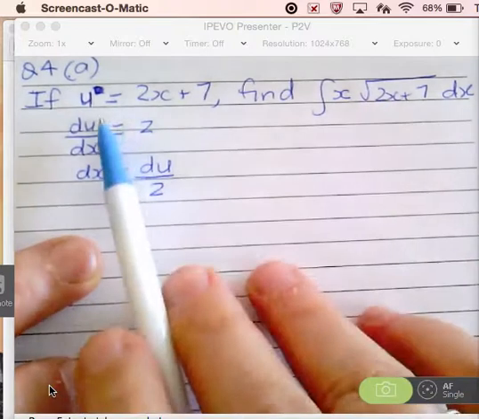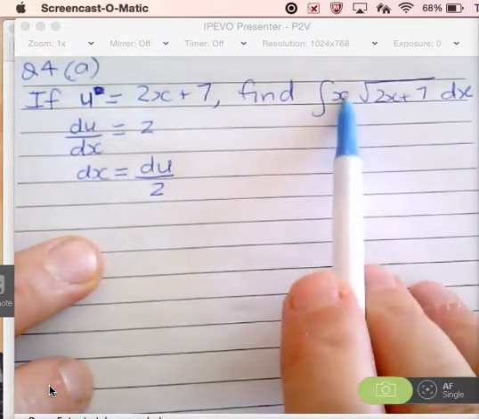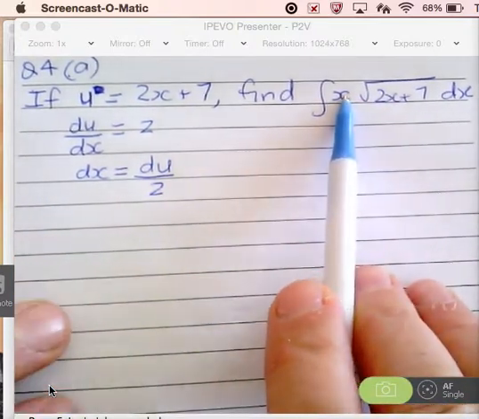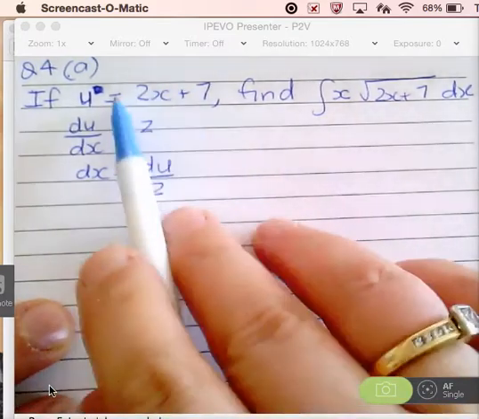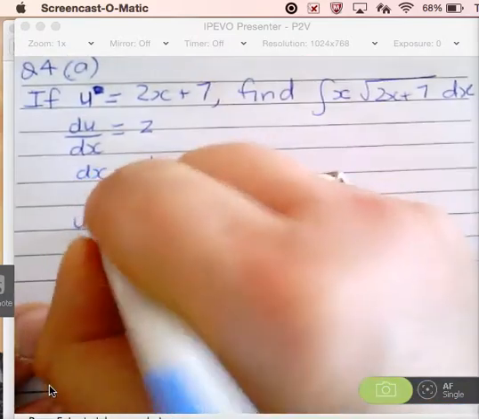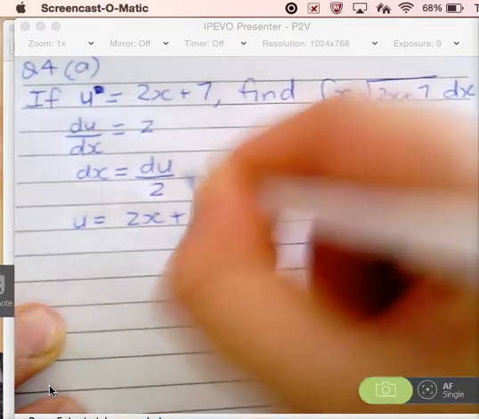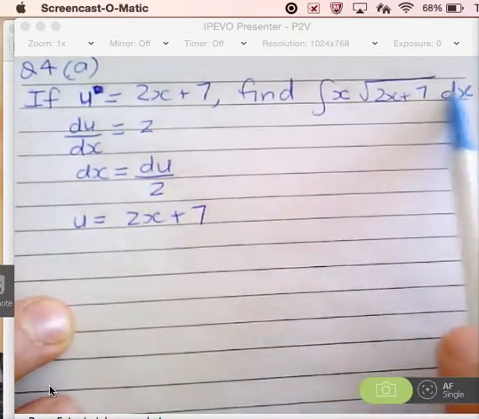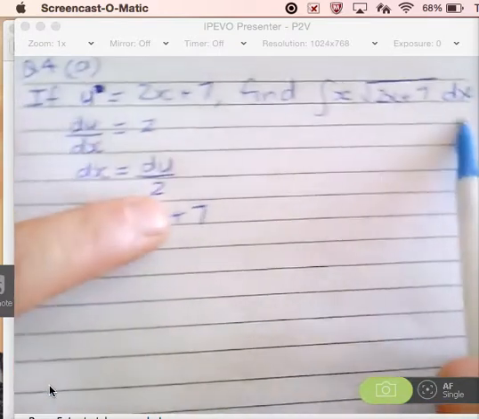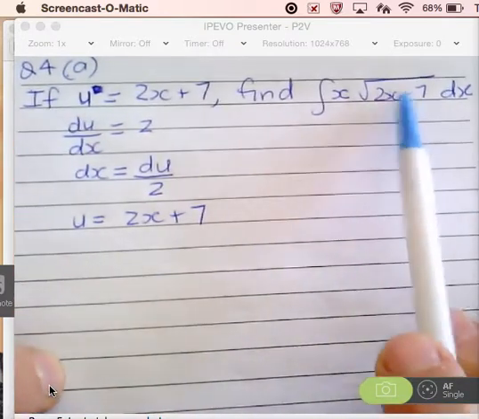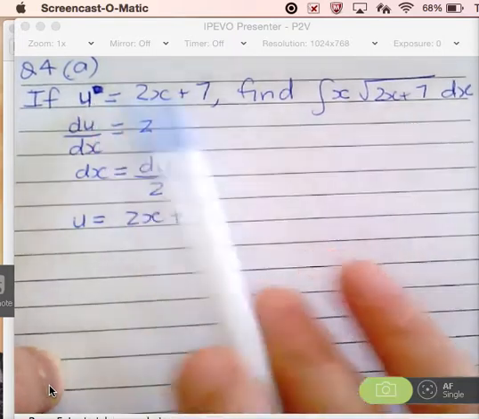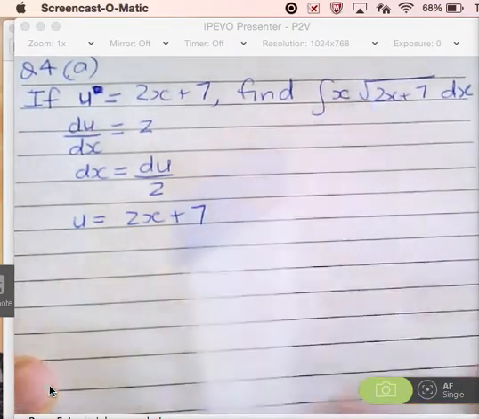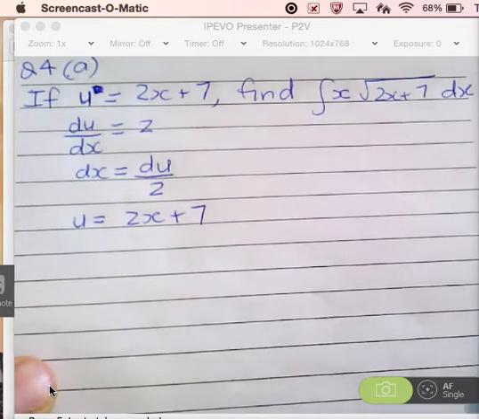Now, we can substitute this, but I need a substitution for the x. This was the type of question I was looking for. What you've got to do is rearrange the original function. The x is not cancelling with anything. That dx is going to be replaced with du on 2, and 2x plus 7 is replaced with a u, but I've got no replacement for the x. So you take this and make x the subject.